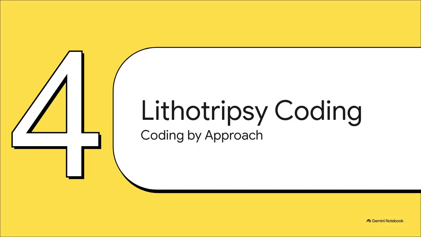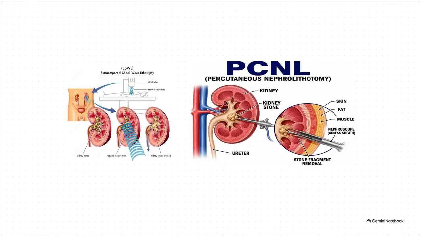All right, let's look at Section 4, Lithotripsy, coding by approach. For lithotripsy, the surgical approach dictates everything. Just think about the massive difference between an ESWL and a PCNL. With ESWL, you're using non-invasive external shock waves to blast small stones from outside the body. But with a PCNL, the surgeon is creating a direct, percutaneous tract right through the skin and straight into the kidney. They usually do this to clear out those massive, complex staghorn stones. These are two completely different clinical efforts.